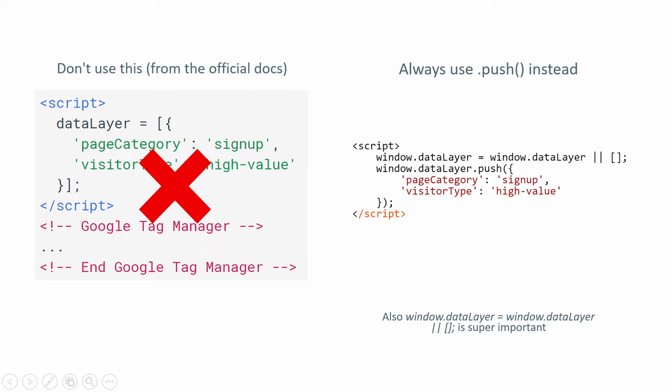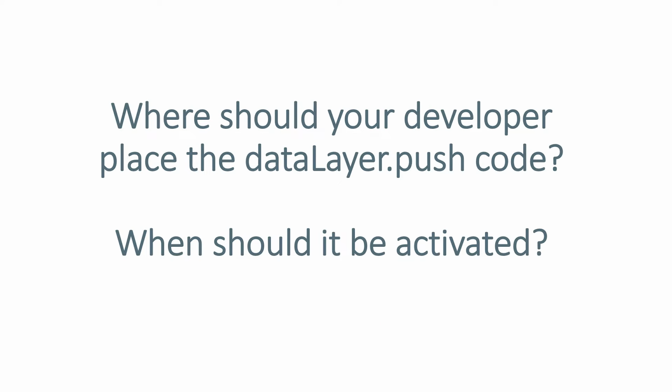When I explain how to use and how to work with data layer, I often get these questions. Marketers and analysts ask where should their developers place the data layer push codes, and also when should those codes be activated. And the answer to that is, well, it depends. In most cases, the location of the data layer push code depends on the code structure of the website, and that is responsibility of the developer. But in some cases, you might need to have the data layer push code activated in certain situations or be placed in certain places. So let's take a look.